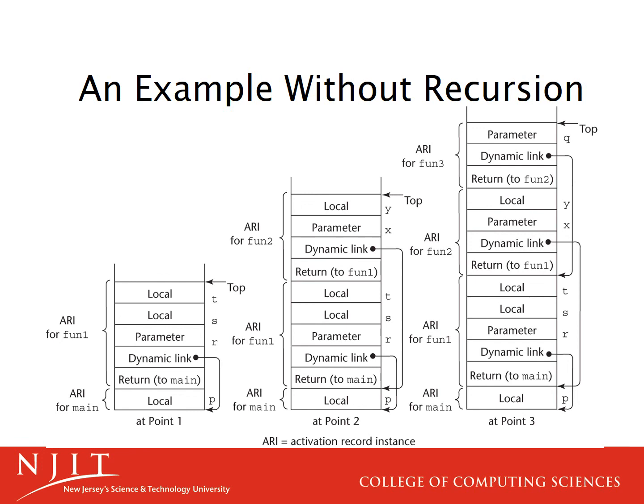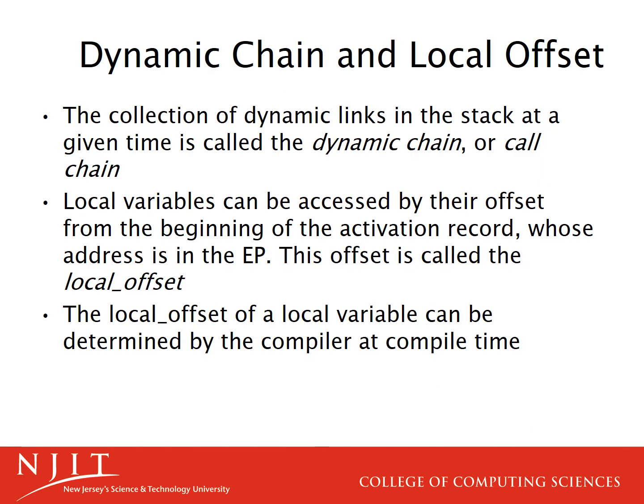And then in the next line of code, you can see, in the next picture, the activation record for fun3 is on the top of the stack. The dynamic link points to the beginning of the activation record for fun2, and its dynamic link points to the activation record for the beginning of fun1. It's a stack of activation records, and they're all threaded together. This threading together is called the dynamic chain or the call chain, right?